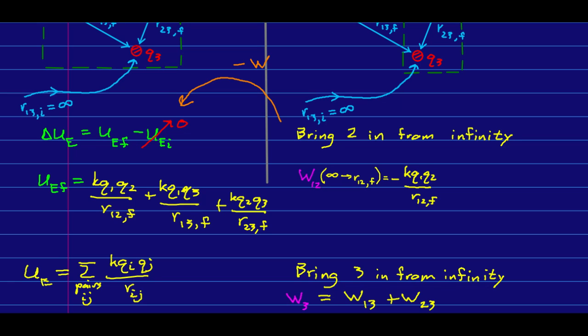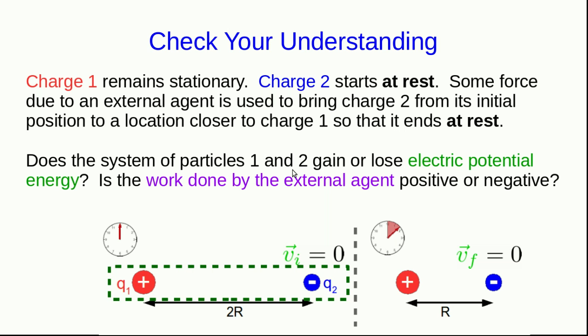So let's have a question to see how you're understanding this. Here are 2 charges of opposite sign. Charge 1 is staying stationary, and we are bringing charge 2 in from rest to some closer location and also at rest. Think about whether the system of the 2 particles gains or loses electric potential energy, and whether the work done by this external agent is positive or negative.